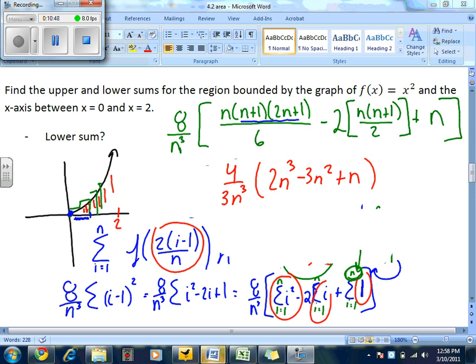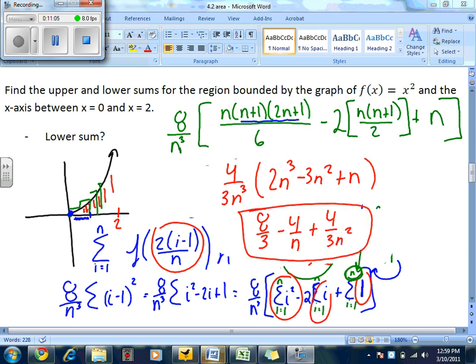When you simplify that even further and multiply our 4 over 3n cubed in there, we will get 8/3 minus 4 over n plus 4 over 3n squared. That's as simplified as we can get. That's our lower sum. Now we could pick any value for n that we want and plug it in. That would break our rectangles into that many rectangles underneath that curve.